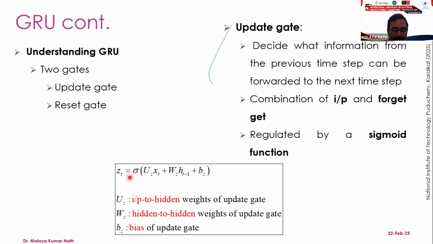So how can the update gate be represented? That is equal to z_t. That will be represented by sigma of (U_z x_t plus W_z h_(t-1) plus b_z), where U_z represents the input to the hidden weight of the update gate, W_z represents the hidden to hidden weight of the update gate, and b_z stands for the bias of the update gate. So z basically represents the update gate, and the other variables we have already discussed.